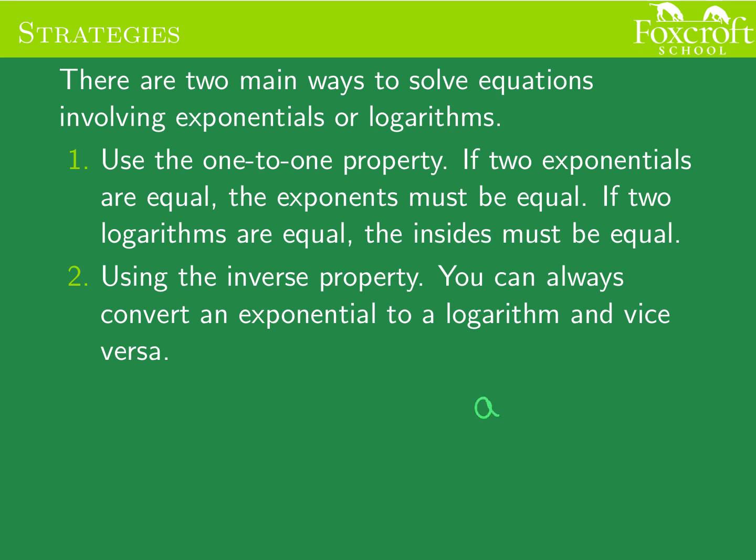If we have something like a to the b equals a to the c, the only way these two exponentials can be equal is if b equals c. We just take their exponents being equal. And the same thing works for logs. If you have two logs equal, then the insides have to be equal.